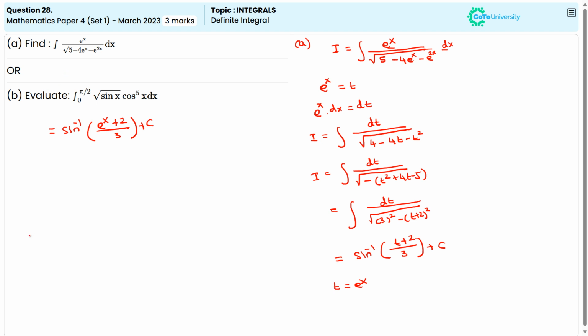Let us see the mark distribution now. For assuming the value of e^x equal to t and differentiating this, you get 0.5 mark. And taking the value of I and simplifying this, getting the value in this one, you get 1 mark. Finally, substituting the value of t equal to e^x and getting the final answer, you will get another 1.5 marks. So totally 3 marks for the given question.